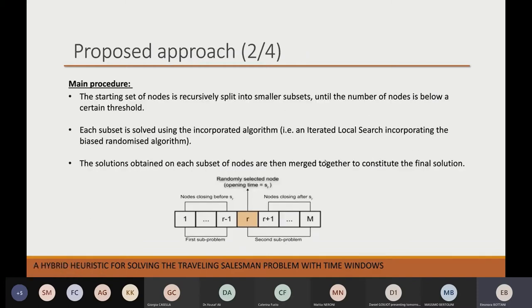The main procedure basically consists in the splitting, the classic divide and conquer approach. Every time we select a random node, and we split the problem into two smaller subproblems. The first one is made by the nodes closing after the randomly selected one, and the other one by the nodes closing before. We repeat this procedure until the subproblems reach a certain threshold, which is basically the number of nodes that constitute them.